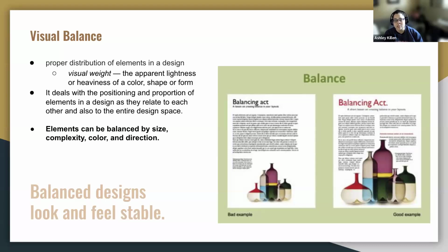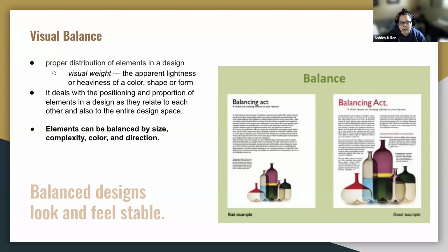When I talk about visual weight, it's basically the lightness or heaviness of an element, whether that's because of the color, the shape, the form, whatever it is. It's the heaviness of it, maybe how much space it takes up, how thick it is, the color that it is. Whatever that is, everything has a visual weight. All the elements on a page have a visual weight. To have visual balance, you need to make sure you're distributing that visual weight as evenly as possible.